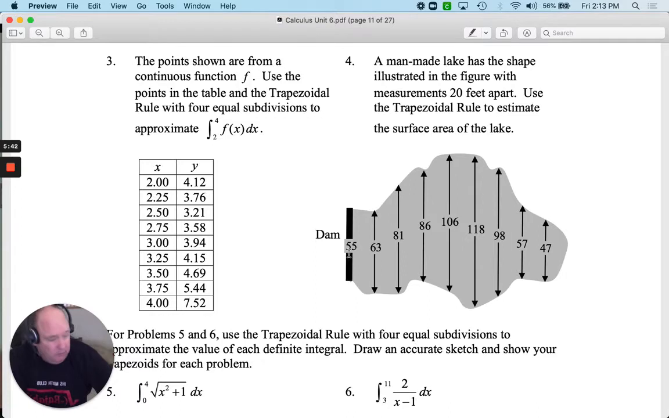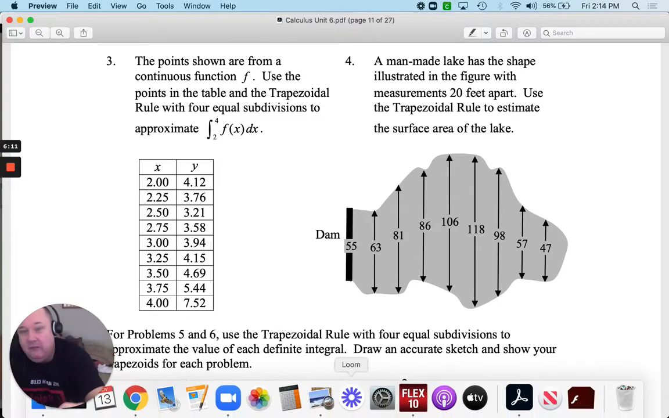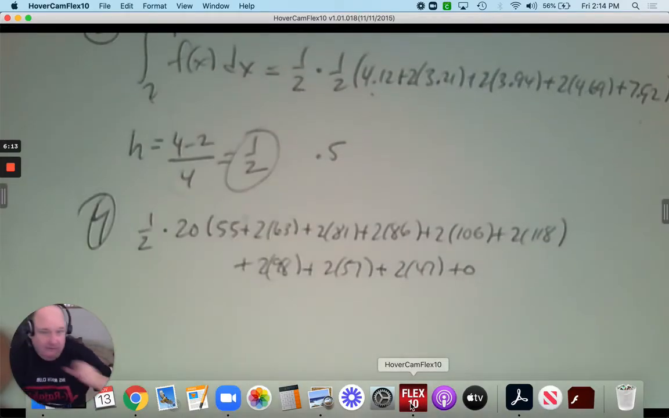We double 106, we're not going to simplify this, double 118, it's going to run out of space, double 98, double 57, double 47, and then the last height is like 0. So if you think of the very last width there, it's like 0. You can use 0 for that last one. But it's important that you double 47. 47 is not the end of the lake. And this is what it looks like following the pattern.